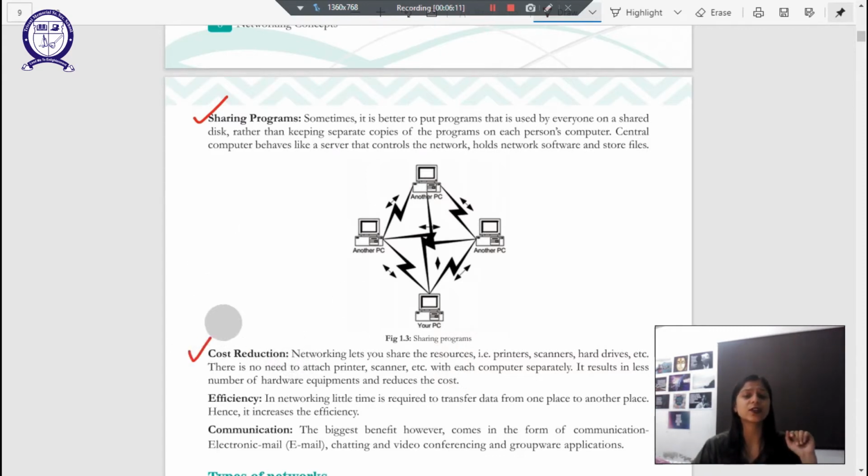Then we will see cost reduction. Of course, if we have to buy one printer for every employee, and if we have 100 employees, then we will need to buy 100 printers. But if we can just buy one printer and share it among all the employees, then we do not have to buy 99 other printers. That is why this method reduces cost. There's no need to attach a printer or scanner to each computer separately. It results in fewer hardware equipments and reduces the cost. So that's what we just studied.